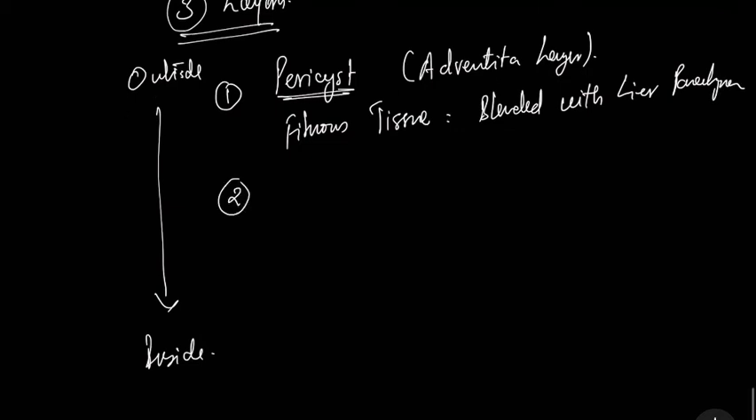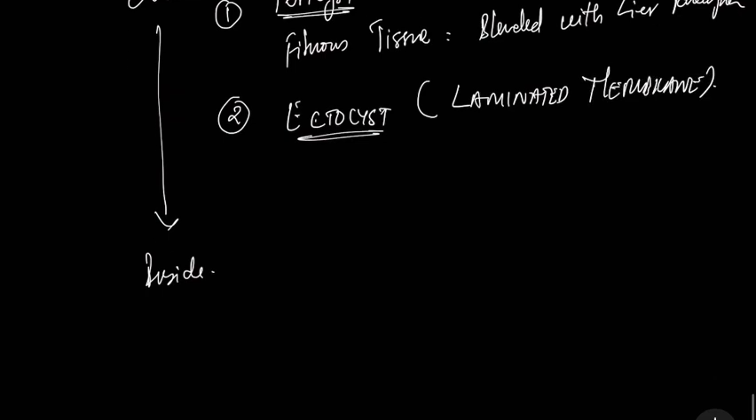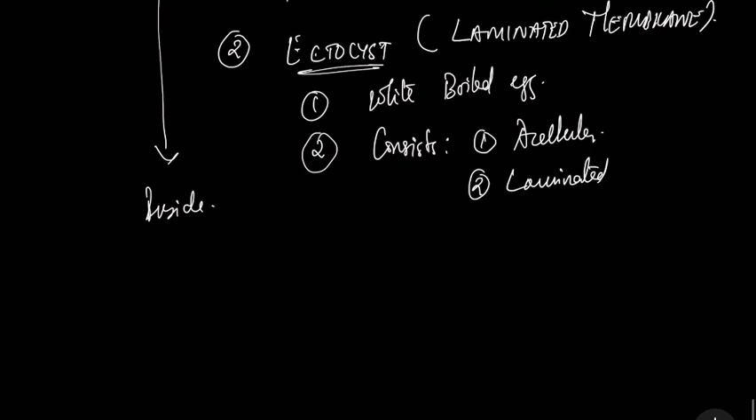Second is the ectocyst. This is a laminated membrane. This ectocyst looks like a white boiled egg. Second, it is acellular. Second, laminated. Thirdly, a hyaline membrane.